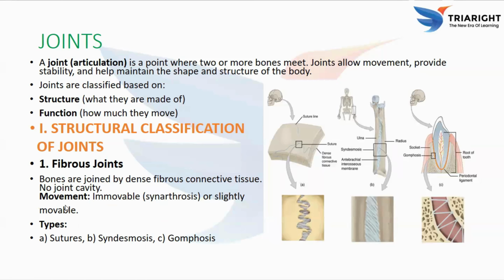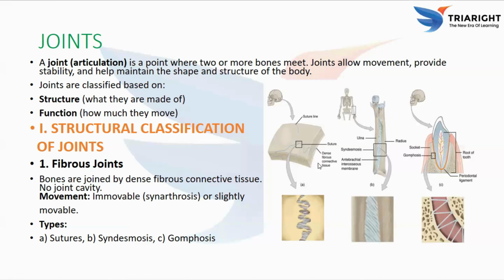So first is fibrous joints. Coming to fibrous joints, these are the joints where bones are connected by dense fibrous connective tissue. You can clearly see a picture here. You can see the types of fibrous joints here. It is suture, syndesmosis and gomphosis. So these are the three types of fibrous joints.